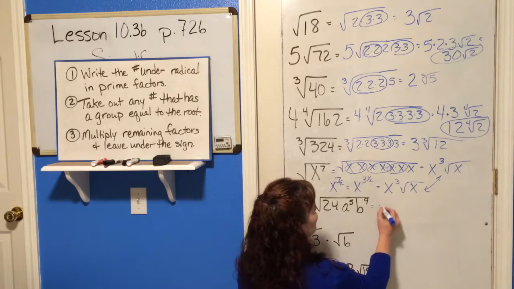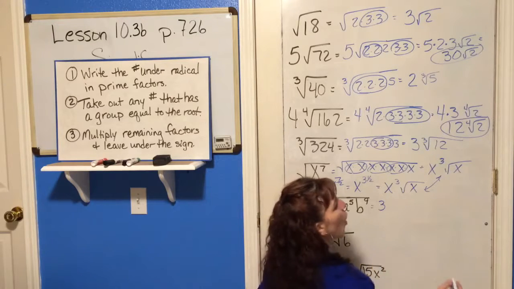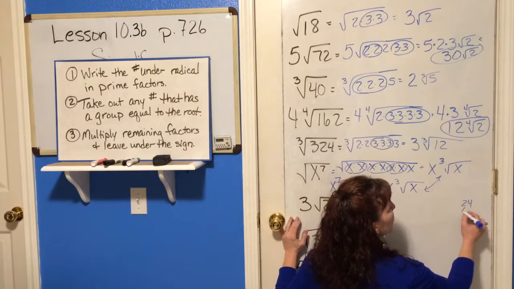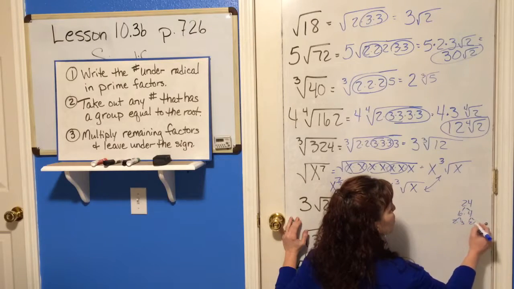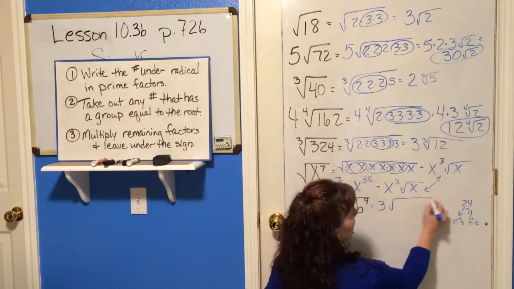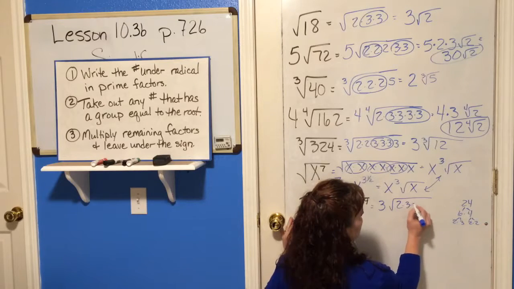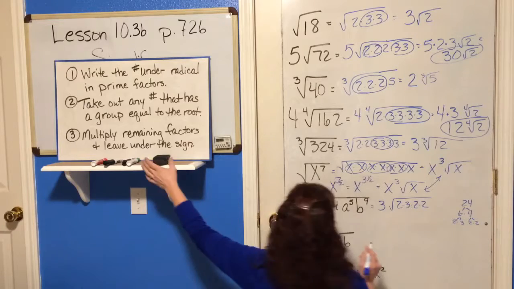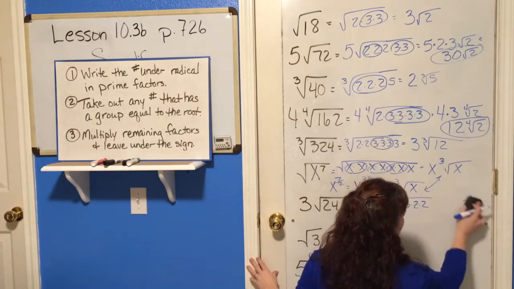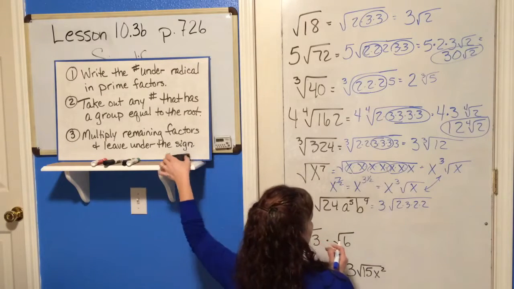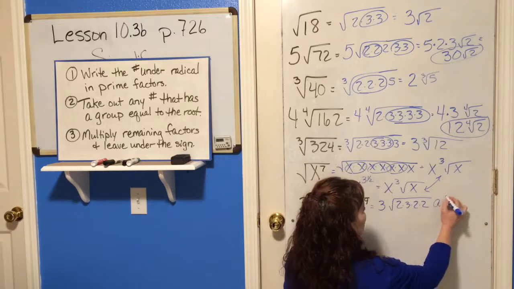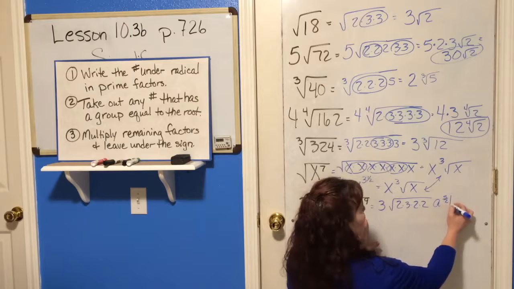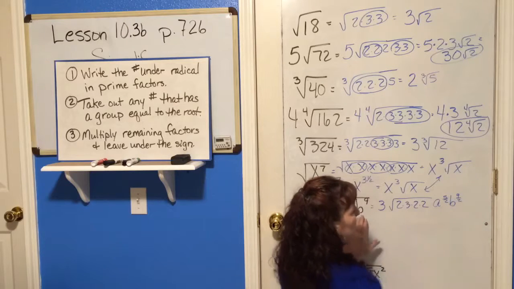All right, same thing here. The 3 has to stay. 24 is 6 times 4. 6 is 2 times 3, and 4 is 2 times 2. So now we have 2 times 3 times 2 times 2 times a to the 5th, and I'm just going to do it this way because I think it's easier. So a to the 5 halves and b to the 9 halves.